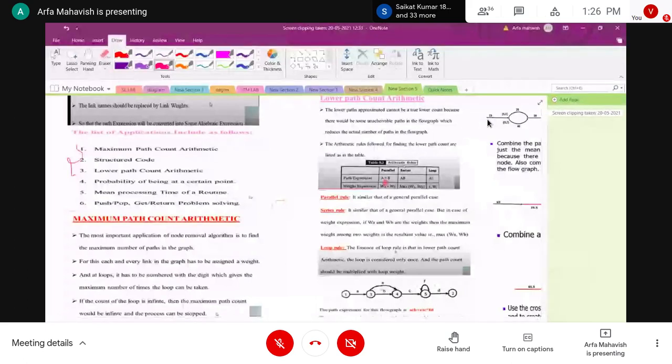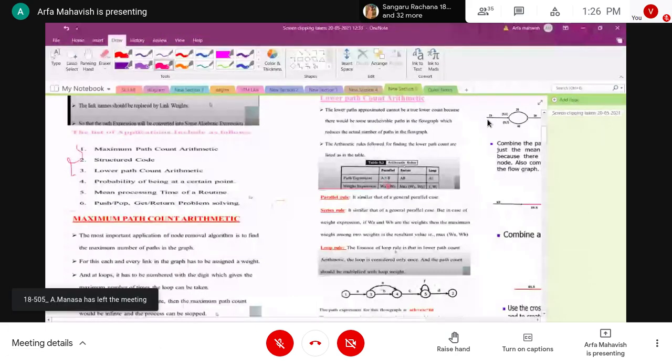We have these rules: W A plus B, A B, and A plus path. This is the same for path, and the weight for lower path count is W A plus W B, max of W A and W B, and 1 W. Lower path is nothing but the minimum path count arithmetic. Previously we saw the maximum path count arithmetic; now we are going with the minimum path arithmetic.